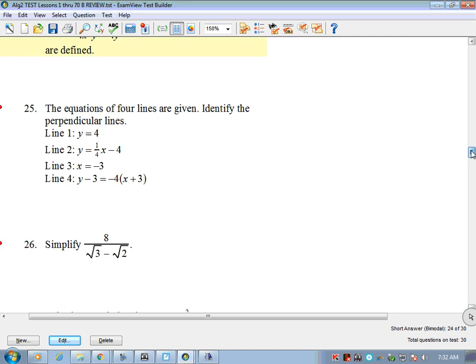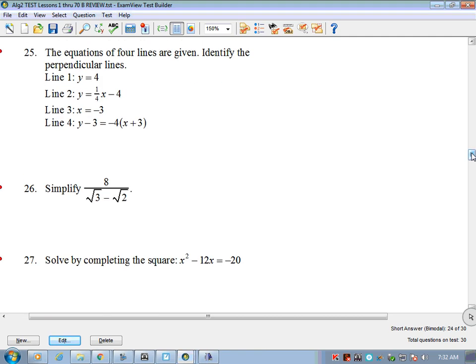Okay. Number 25, we've seen questions like this a lot. Identify the perpendicular lines. So let's make a note. Perpendicular means opposite reciprocal. I know right off the bat that 1 and 3 are going to be perpendicular because this is horizontal. This is vertical. Because x equals is vertical, y equals with no other slope is horizontal. Horizontal and vertical lines are perpendicular.